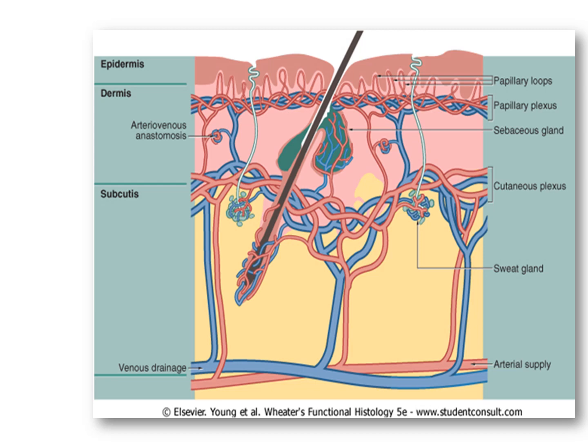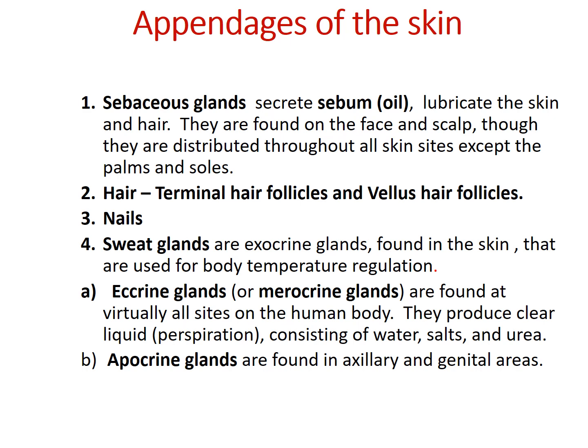Here we can see the same cut of skin, and this is hair, one of the appendages of the skin. Sebaceous glands and sweat glands. There are sweat glands. Appendages of the skin: sebaceous glands, hair, which may be terminal and vellus, nails, sweat glands.